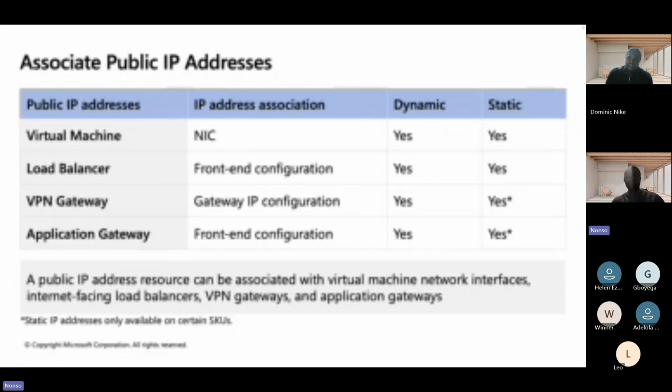So note two things. Where can you associate public IP addresses? Virtual machine, load balancer, VPN gateway, application gateway.